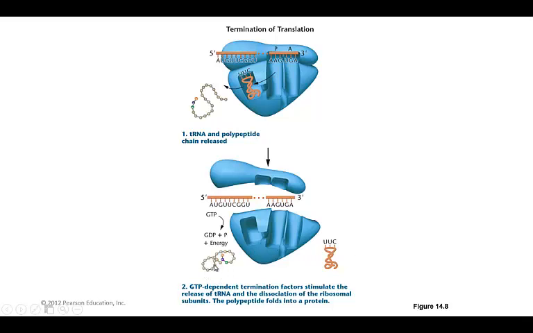Once this polypeptide leaves the ribosome, it's then going to be folded up into its secondary and potentially tertiary conformations. The structure of this is very important, and we'll talk about that a little bit later.